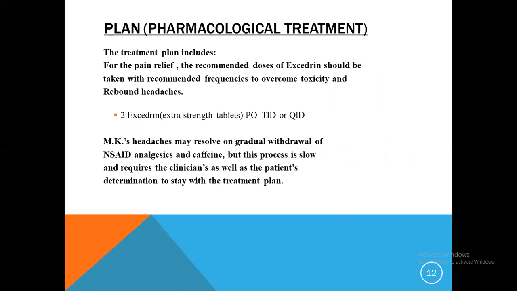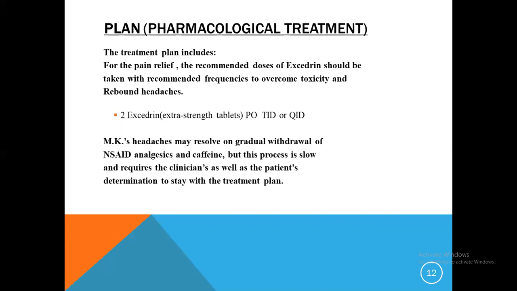What should be our plan? Our pharmacological plan or treatment should include: for the pain relief, the recommended doses of Excedrin should be taken with recommended frequencies to overcome toxicity and rebound headaches. That means 2 Excedrin Extra Strength tablets per oral, three times a day or 4 times a day.